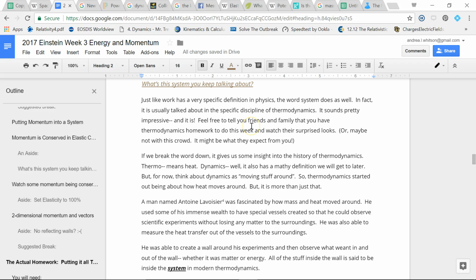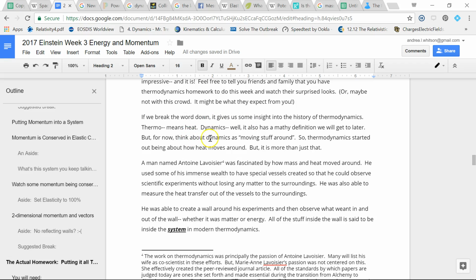A system has a very specific meaning, and it's particularly used in something we call thermodynamics. That is a very fancy sounding word, and yes, you can now throw it around in conversation that you do thermodynamics. Thank you very much. It's a little bit dated as a word for what it really means, because it came from when they were trying to understand what heat was. They were looking at heat, dynamics, how things move around. They were looking for how heat moved around.